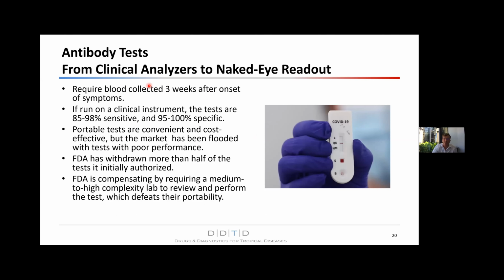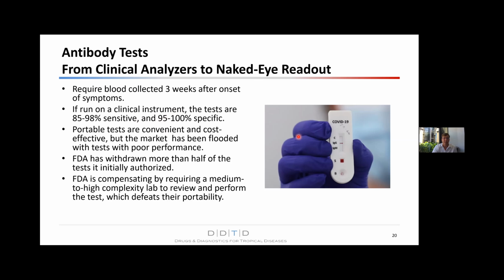And finally, the antibody tests can be run on anything, from clinical analyzers to the benchtop instruments we just saw, to things that can be just read with the naked eye, like this one. They require blood that's collected 3 weeks after the onset of symptoms. And if they're run on a clinical instrument, then the tests are very sensitive and very specific.